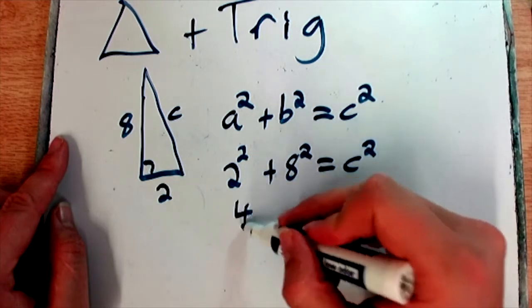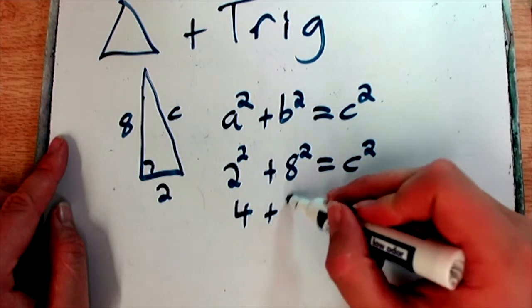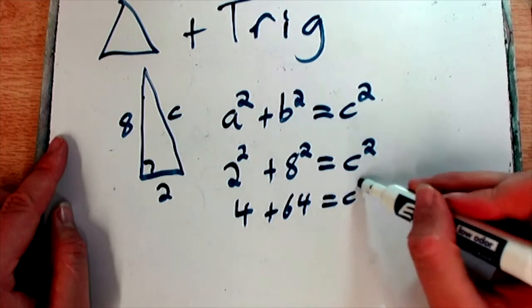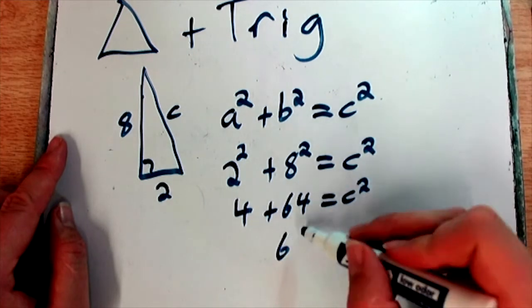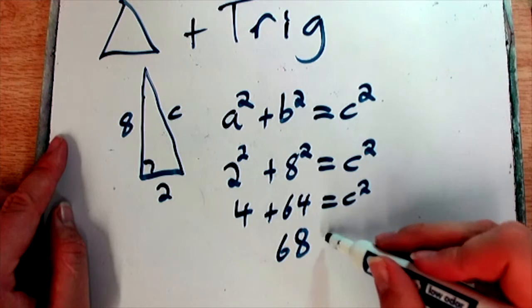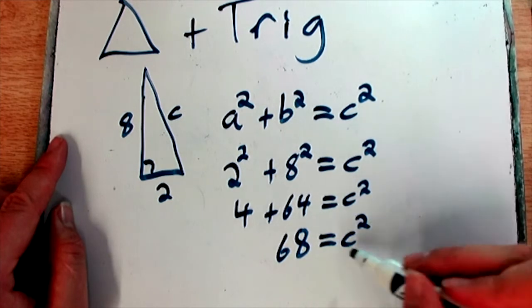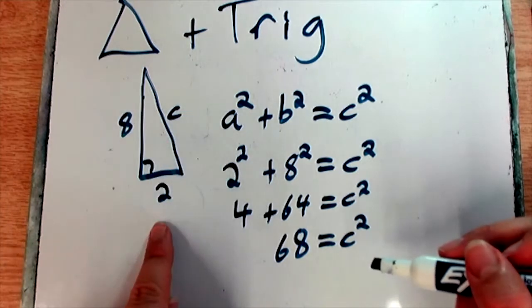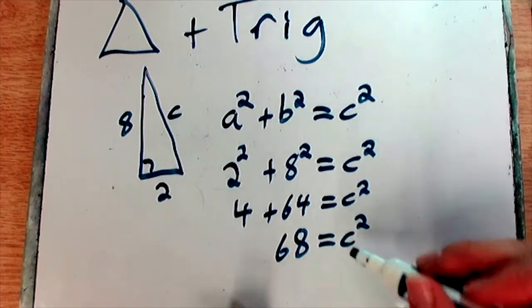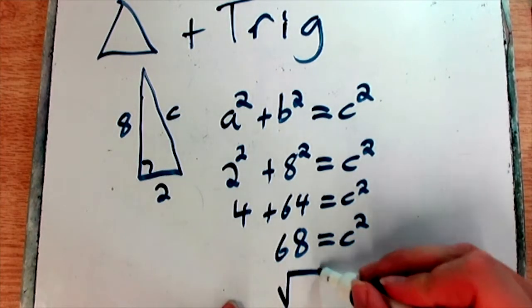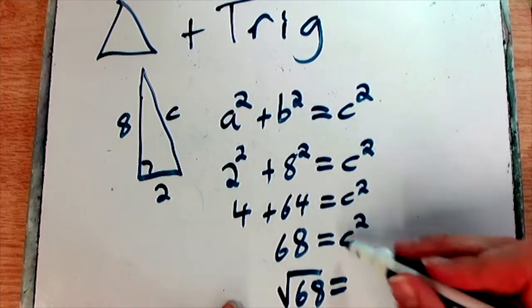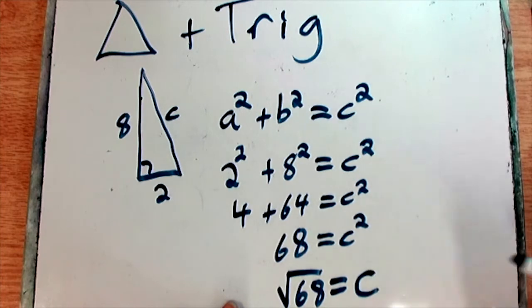So this is 4. 8 squared is 64. And that's going to be c squared. So 4 plus 64 is 68. Now that equals c squared. That doesn't equal c. C does not equal 68. That makes no sense in this diagram. We need to take what's called the square root of 68, because when we take the square root of c squared, it becomes just c.